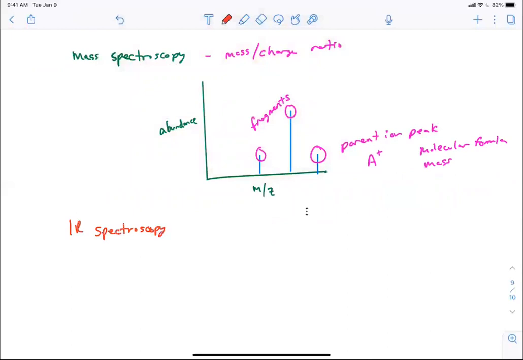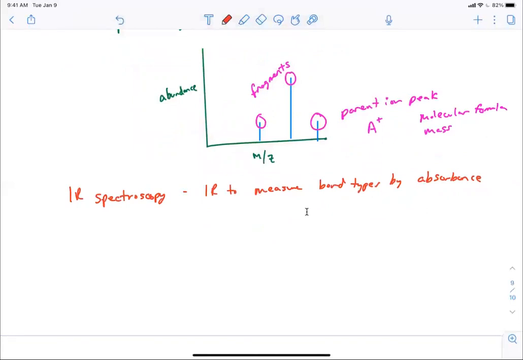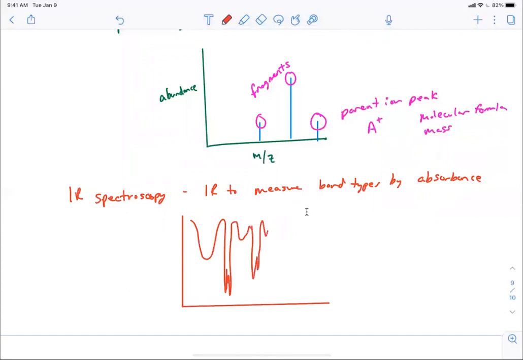IR spectroscopy uses infrared to measure bond types by absorbance. With IR spectroscopy, they'll call it transmittance, they'll call it absorbance, whatever you want. But the idea is that when there's absorbance happening, you get different types of bonds. And so you'll see a bond here, and a bond that is represented here.